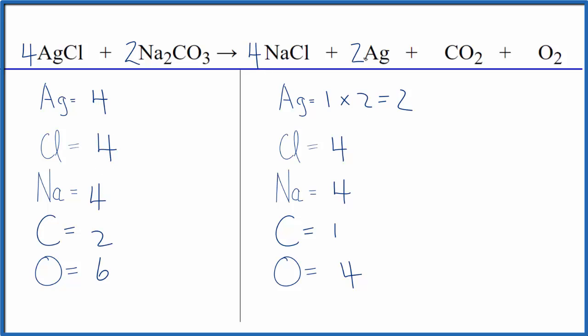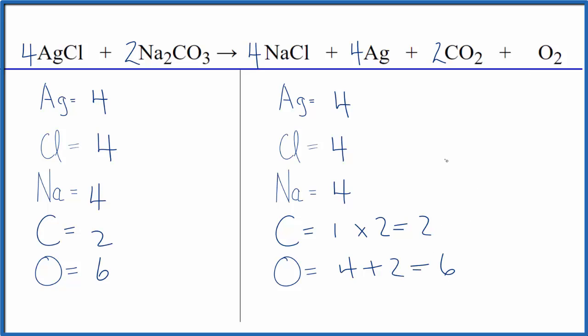So we're getting pretty close, and we can fix the silver here as well by putting a 4 right here. 4 silver atoms. The only thing we need to balance now are the carbons and the oxygens. If I put a 2 here in front of the carbon dioxide, 1 times 2, that'll give me 2 of those, so the carbons are balanced. And then for the oxygens, let's update those. I have 2 times 2, that's 4, plus the 2 here in the oxygen. That gives me 6. We're done.